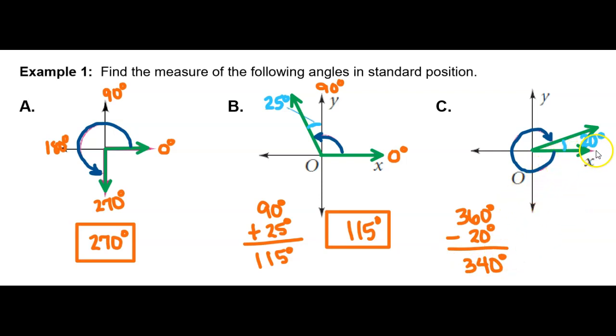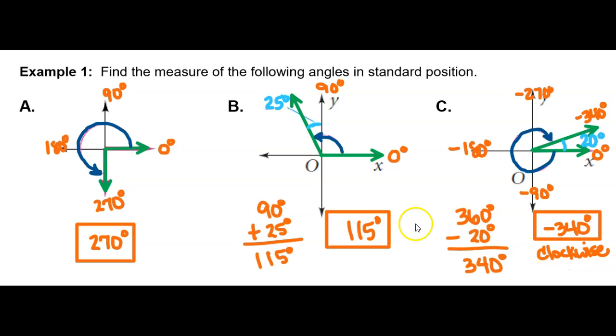However, we're starting at 0 degrees and we're going around this circle clockwise. So this would be a negative 90, this would be a negative 180, a negative 270. So our final location will actually be a negative 340 degrees, which means clockwise. So positive angle measures actually measure counterclockwise around the circle, and negative angle measures measure clockwise.